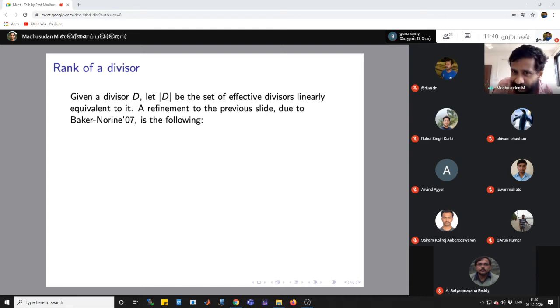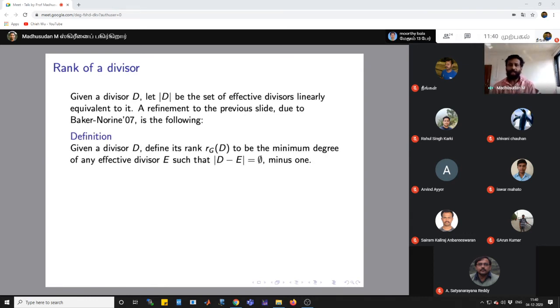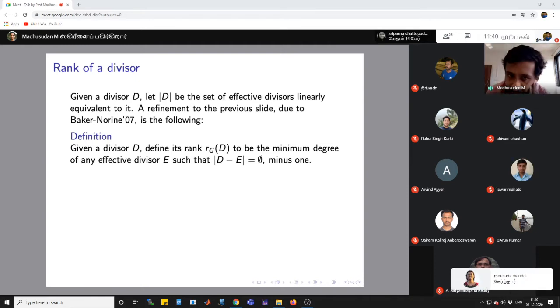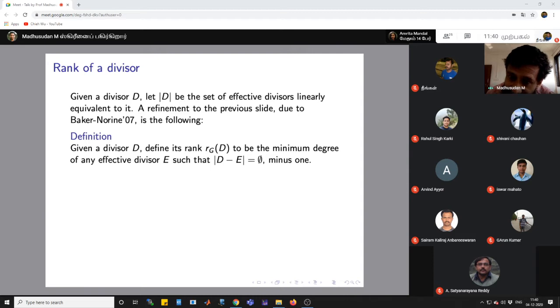Now we'll do a quantification of this previous question, and this is due to Baker and Norine in 2007. Given a divisor D, its rank r of D is the minimum degree of any effective divisor E such that bar D minus E is the empty set, and then you take minus 1 at the end. That minus 1 is not so important, so we can forget it for now. Let's focus on the minimum degree of any effective divisor E such that bar D minus E is empty.